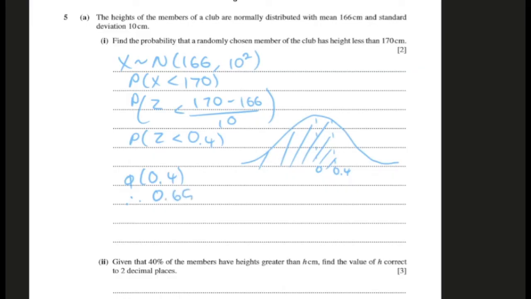Given that 40% of the members have heights greater than h centimeters, find the value of h corrected to 2 decimal places. So we're given that the probability that X is greater than h is equal to 0.4.